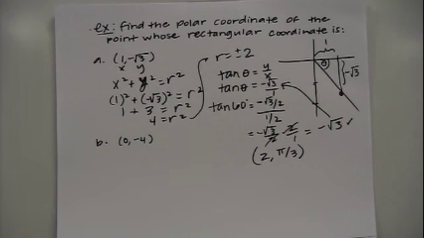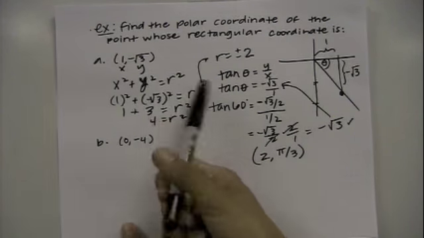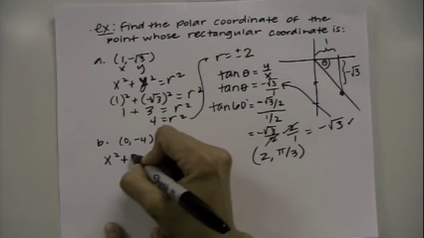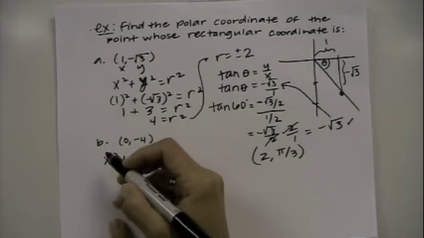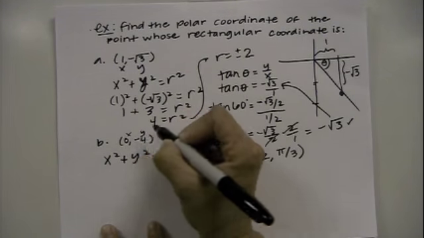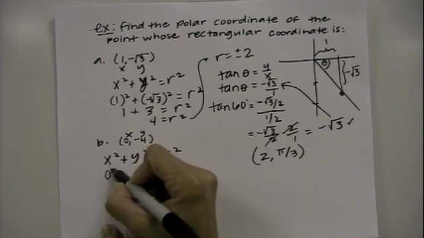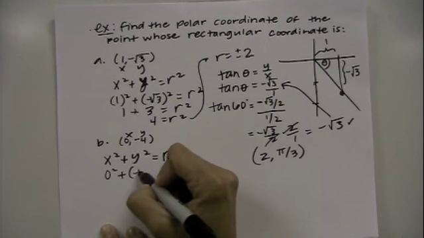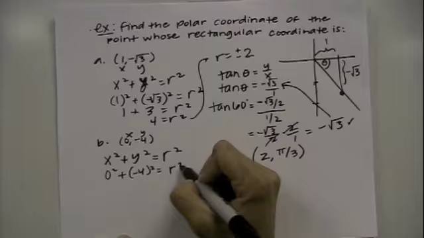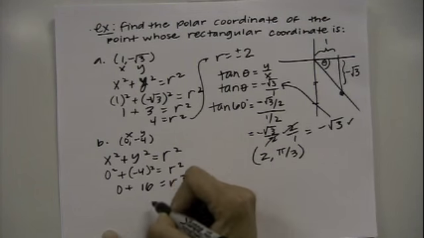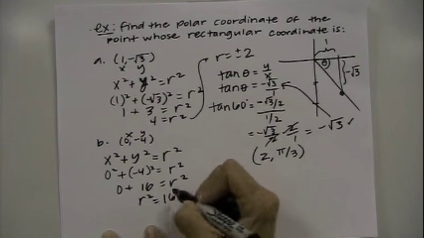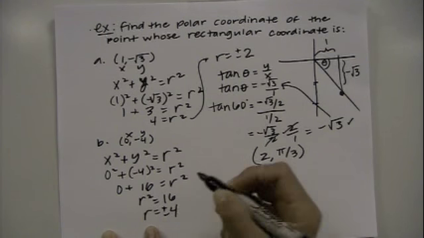For the next one, it says that x is 0 and y is negative 4. If you wanted to, again, use this equation, I'll make sure to write it correctly this time. x squared plus y squared equals r squared. Again, you can plug in 0 for x and negative 4 for y. So I get 0. This becomes 16. Therefore, r squared equals 16, and r equals plus or minus 4.